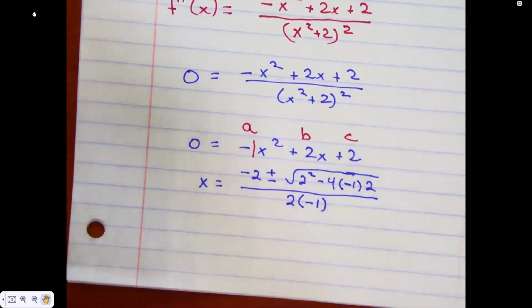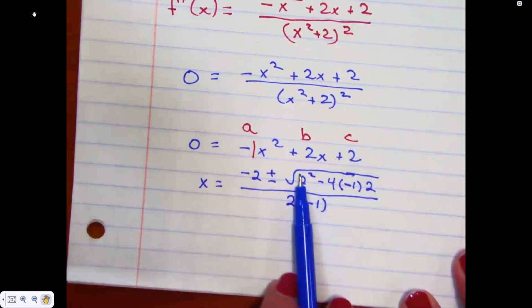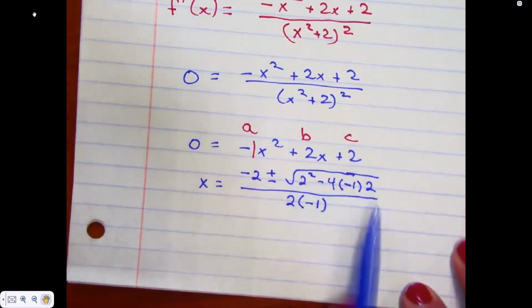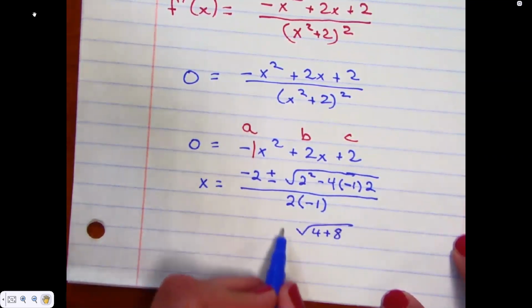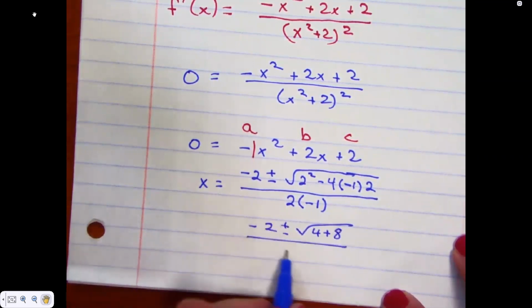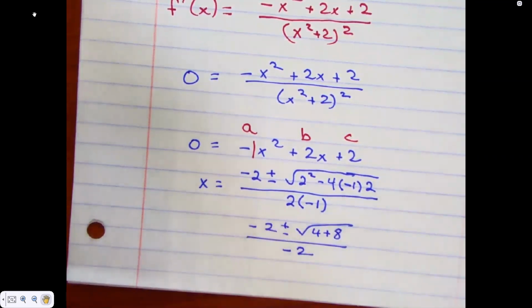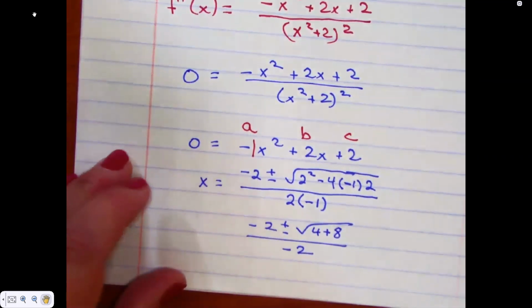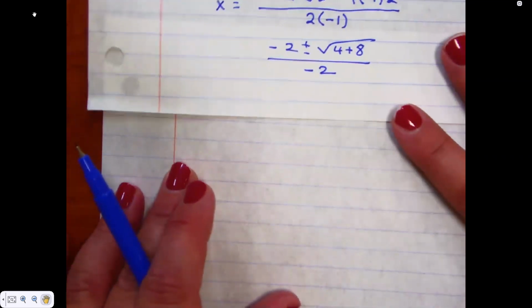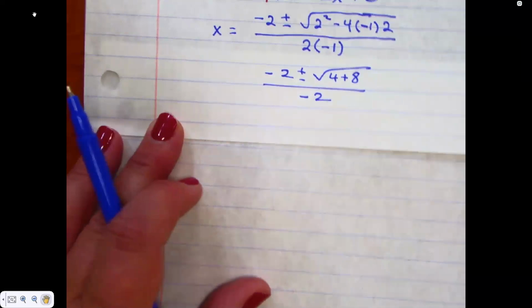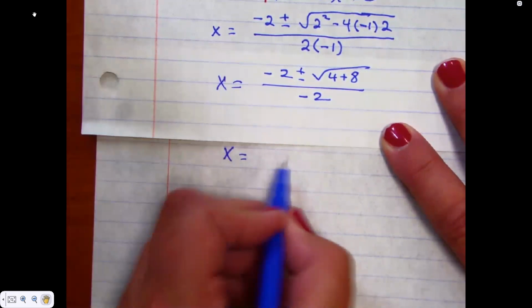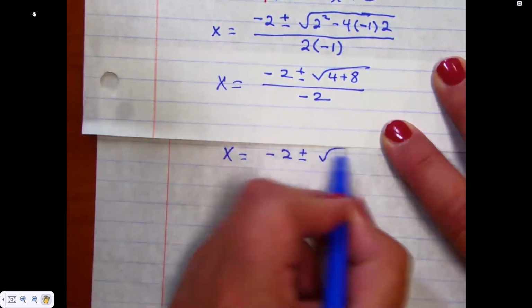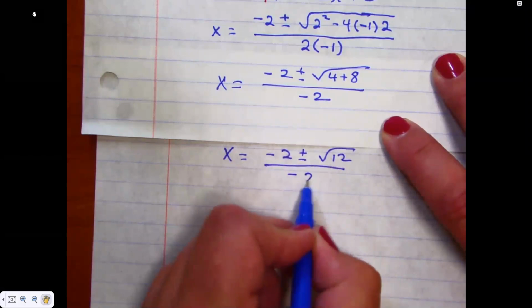Okay, so now we just go to town. This is going to be what? 4. These two negatives are going to be plus, and that's going to be 8. So under the radical, we've got 4 plus 8. And then 4 plus 8 takes us to 12. So this is what x equals. Remember, this is what x equals. X equals negative 2 plus or minus the square root of 12 all over negative 2.